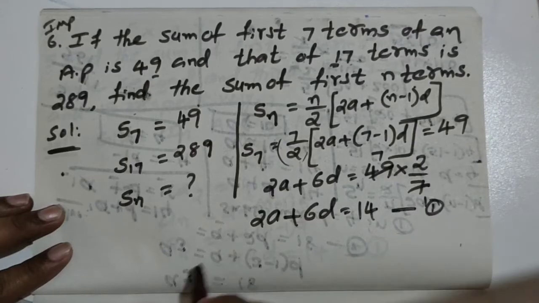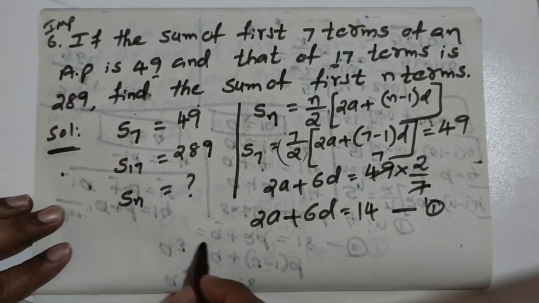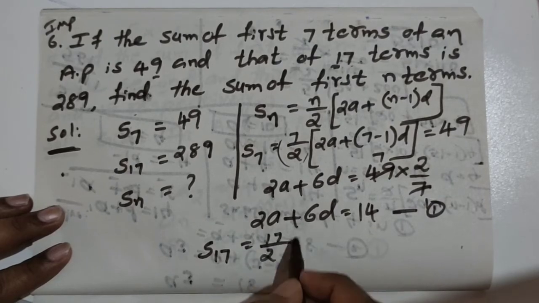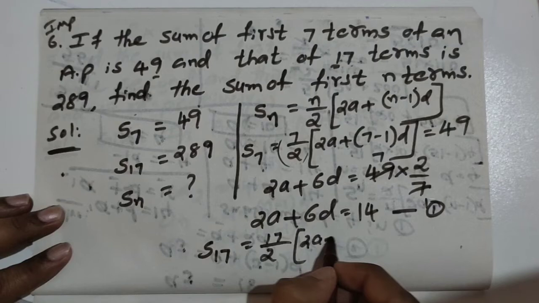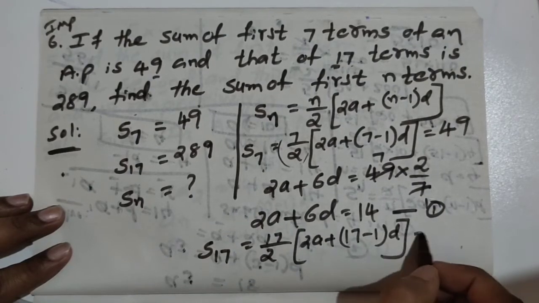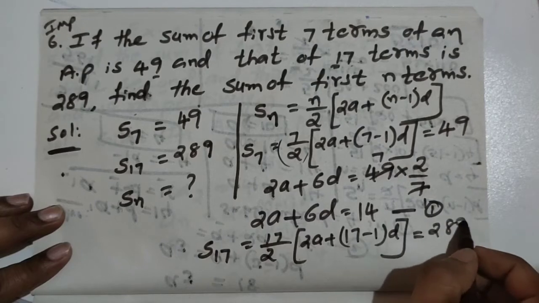So equation 1. In a similar way, S17, that is 17 by 2 into 2a plus 17 minus 1 into d is equal to 289.